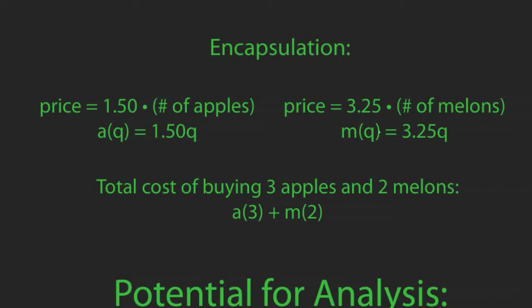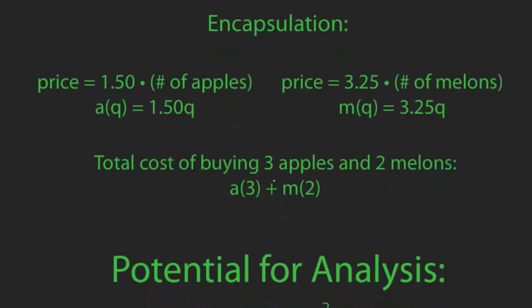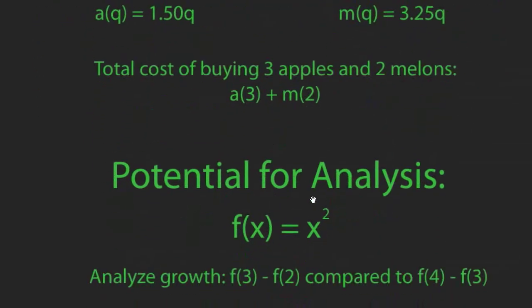And I have another function that gives the cost of buying a certain number of melons, $3.25 times the number of melons. So m of q is 3.25 times q. Now I can really easily say in a succinct way the total cost of buying 3 apples and 2 melons, because it's a of 3 plus m of 2. I can forget about the details of that and look at this on more of a big picture standpoint. So that's one great thing about functions: they can encapsulate a whole mathematical operation, so you can look at things on a bigger picture.